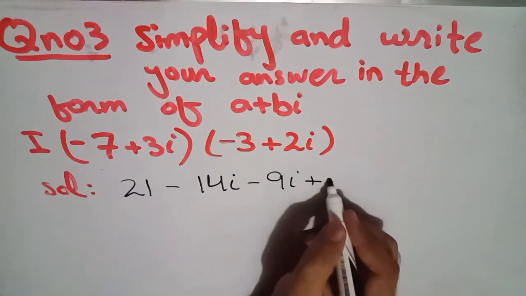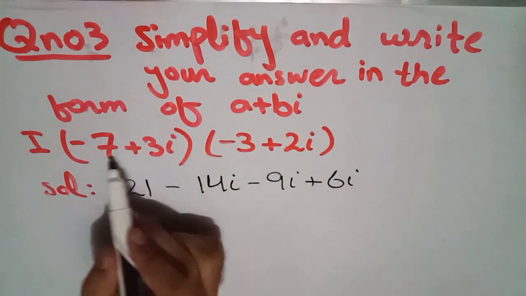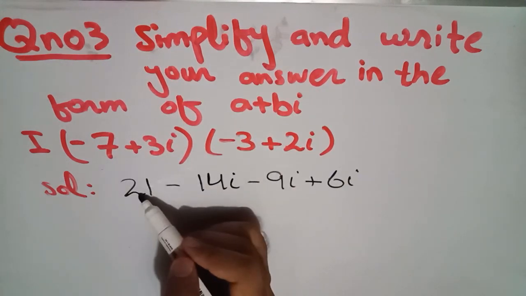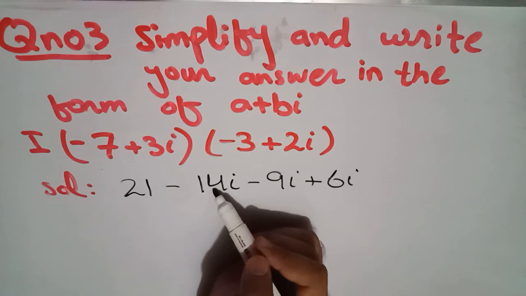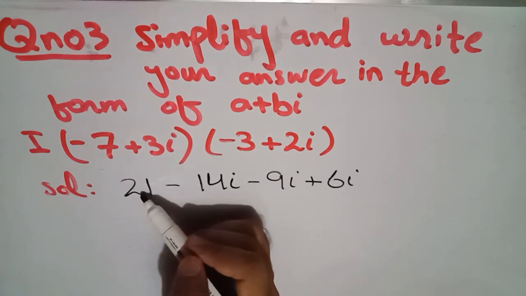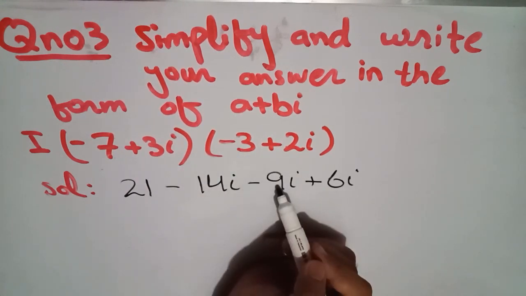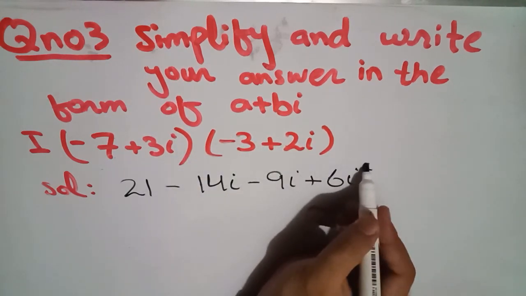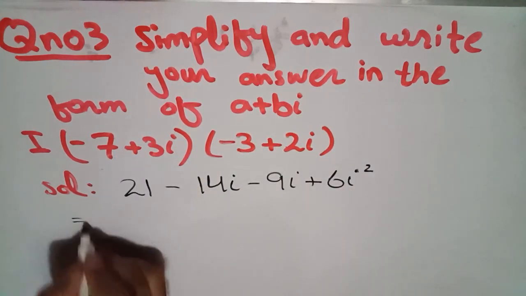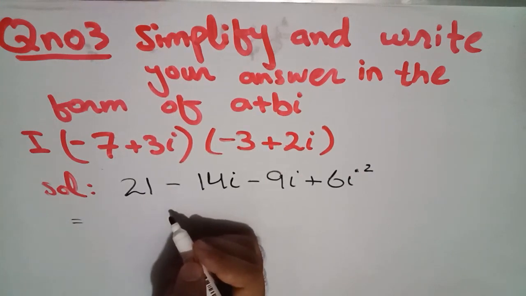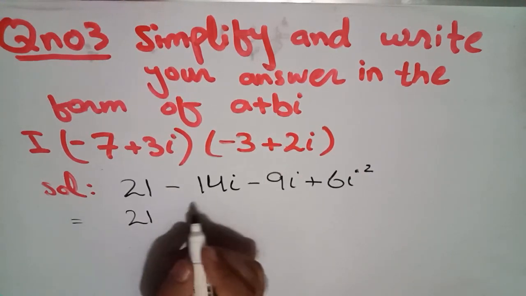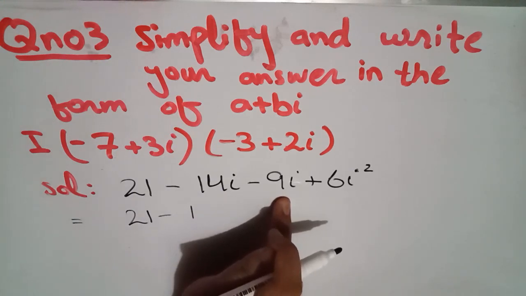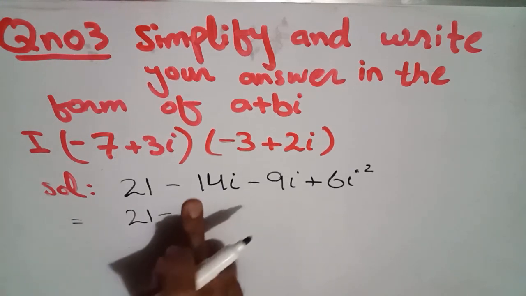So 3 2s are 6 iota. Okay, let me check. 7 3s are 21 and 7 2s are 14, 3 3s are 9, 3 2s are 6 iota square. Okay, you can check it. This is equal to 21 minus 14 and minus 9. It will be written as 23 iota.